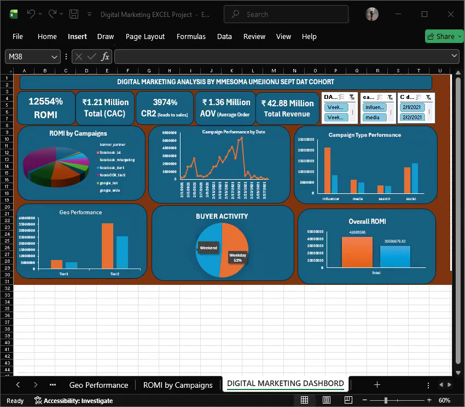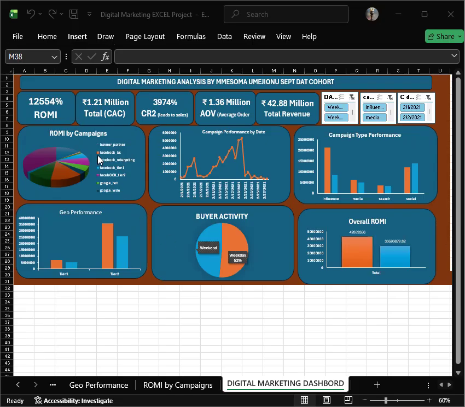This dashboard analyzes digital marketing performance across campaigns, channels, dates, geography, and, as you can see, buyer activity or buyer behavior, with a focus on return on investment and revenue generation.